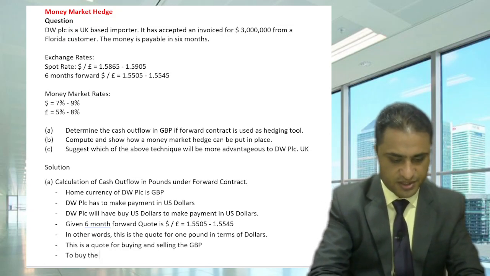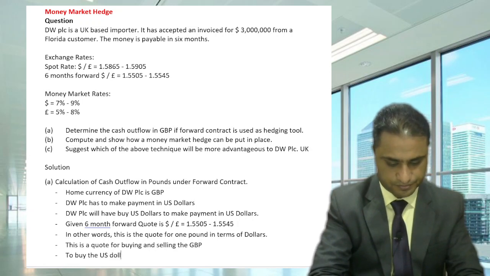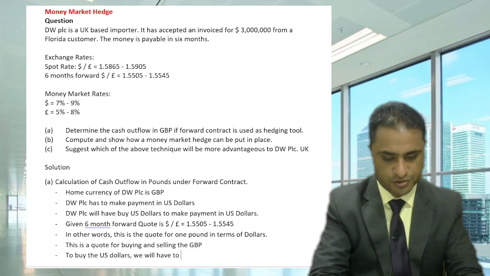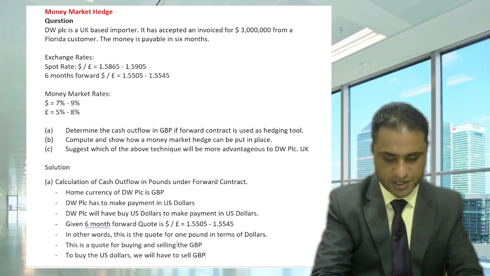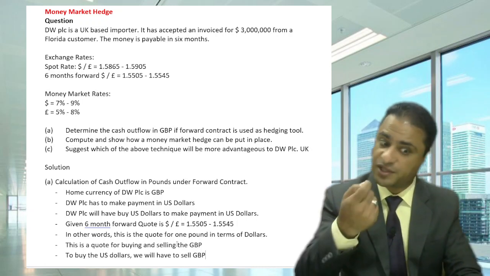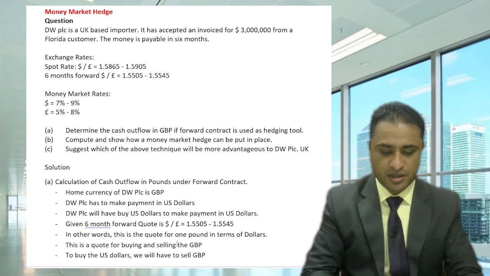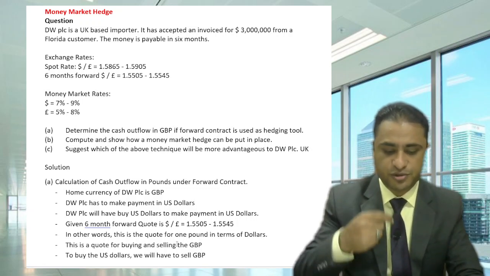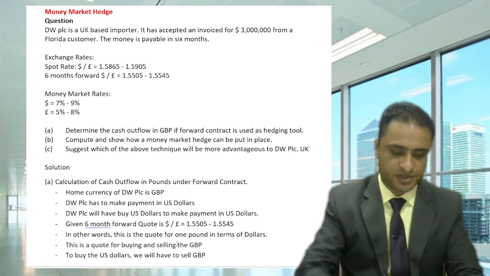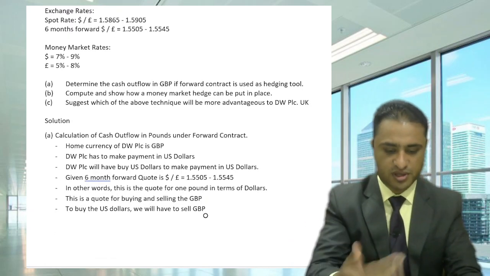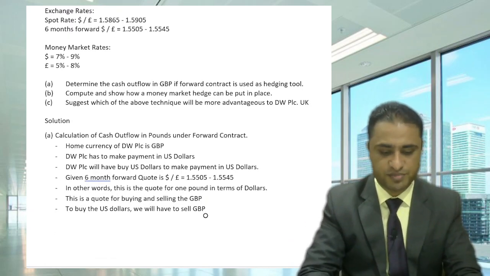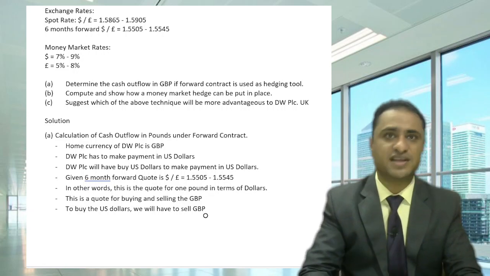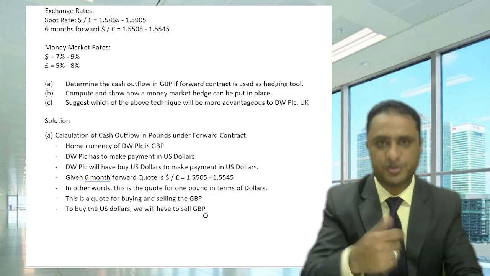To buy the US dollar, we will have to sell GBP, Great Britain pound. If we have to buy US dollar, we have to sell the Great Britain pound. Why are we coming to this conclusion? Because this quote is an indirect quote with reference to the UK.